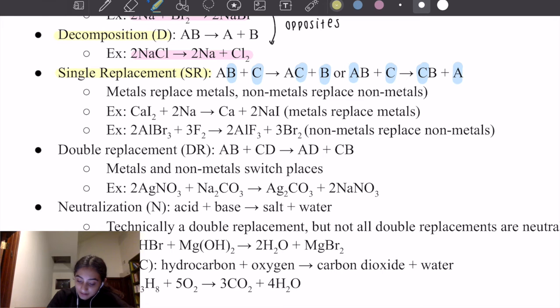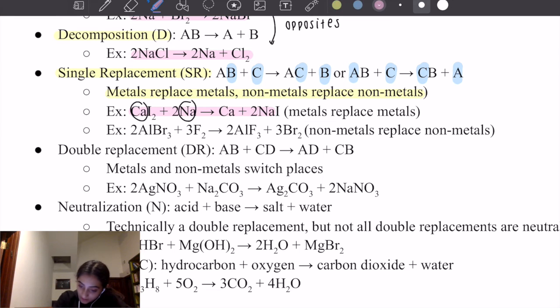The specific thing with single and double replacements is that metals need to replace metals and non-metals replace non-metals. You cannot have 2 metals in your product. You have to have 1 non-metal and 1 metal. For instance, this is with metals replacing metals. We have CaI2 plus 2Na yields Ca plus 2NaI. So as you can see here, Ca is a metal, Na is a metal, so the metals replace each other.